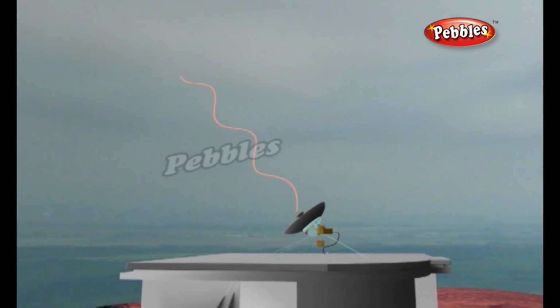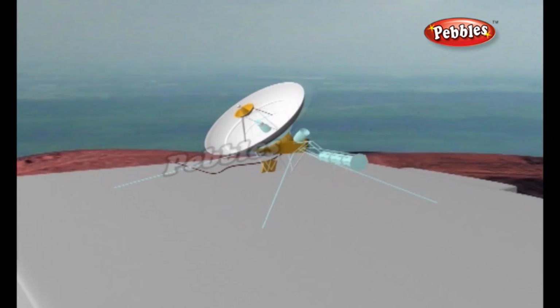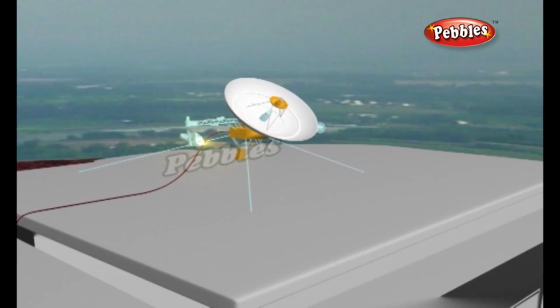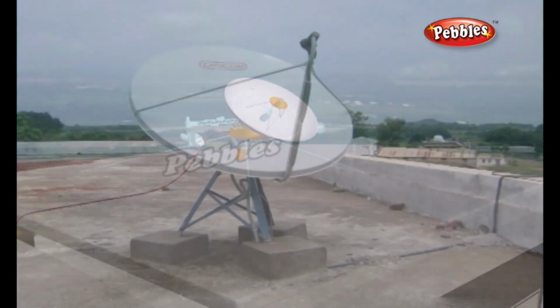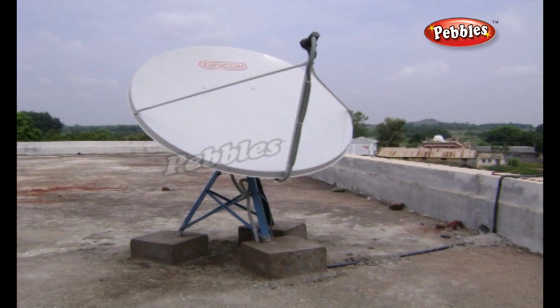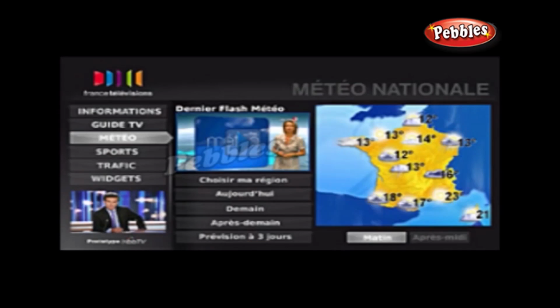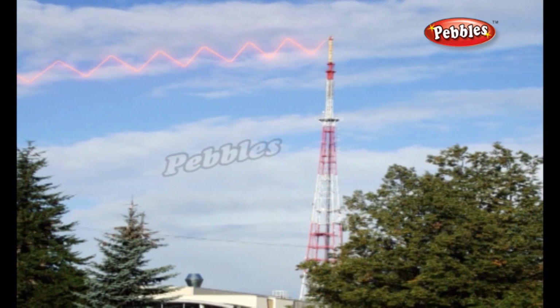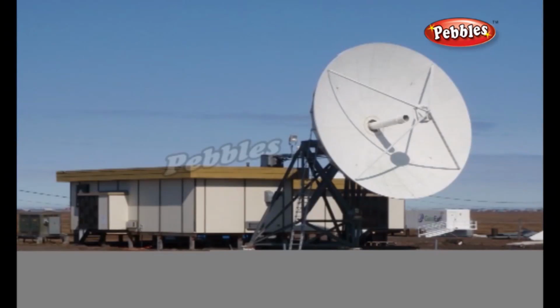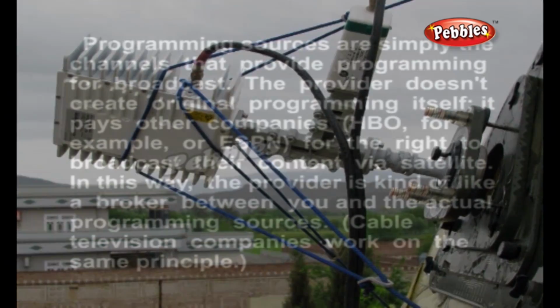This way, you will only have to direct the dish at the satellite once, and from then on it picks up the signal without adjustment, at least when everything works right. There are 5 major components involved in a DTH, or direct-to-home satellite system: the programming source, the broadcast center, the satellite dish, and the receiver.